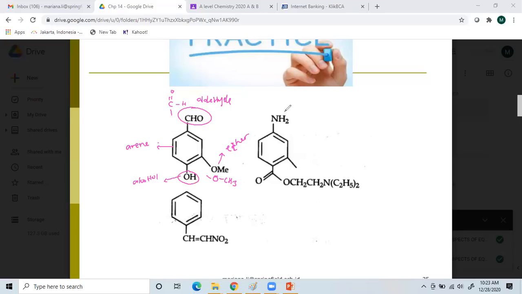Okay, let's see the second compound, NH2. So this is amine. How about this? N, R. So this is amine. Okay, but tertiary amine, later on you will learn about this tertiary amine. And then you have this. What is this? RCOOR. Okay, this is ester.